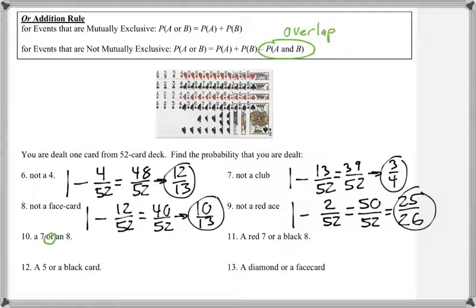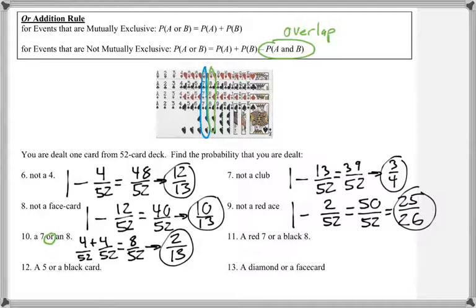So on number 10, a 7, there are 4 cards that are 7, plus an 8, there are 4 8s. So this is 4 over 52 plus 4 over 52. And that's equal to 8 over 52, which reduces to 2 over 13.